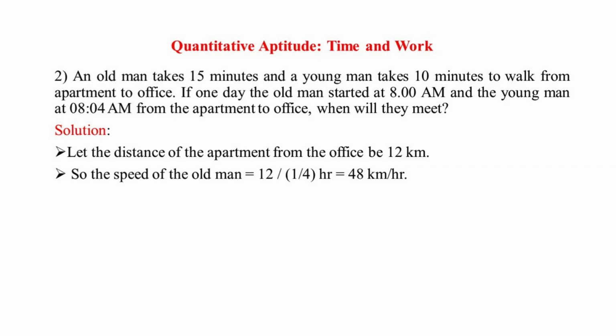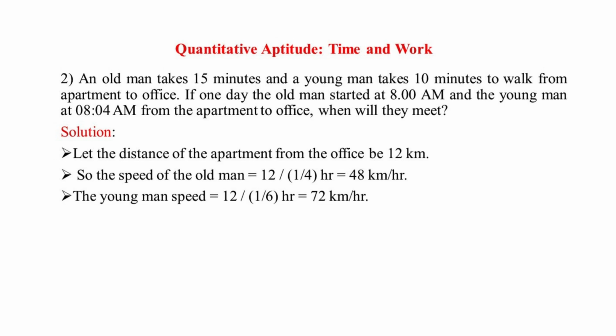15 minutes divided by 60 minutes per hour, 15 by 60 will come. So it is 12 divided by 1 by 4 hour, which gives 48 kilometers per hour. Then the young man's speed is the same 12 kilometer distance divided by his time of 10 minutes. So 10 divided by 60, which is 1 by 6 in the denominator. So 12 by 1 by 6 is 72 kilometers per hour.